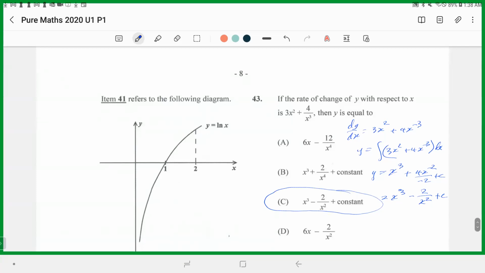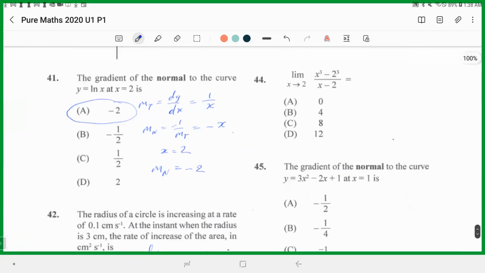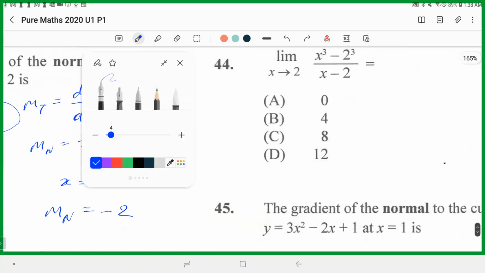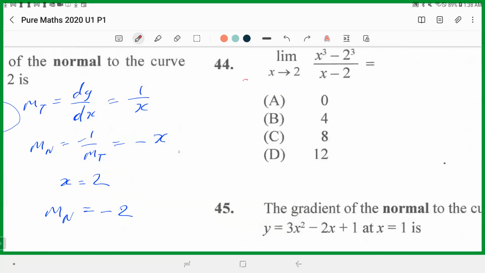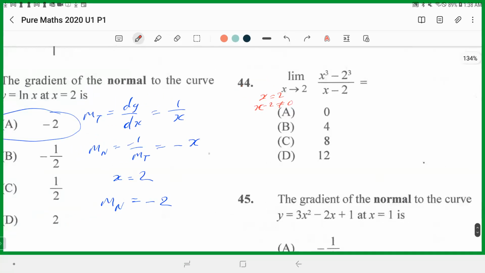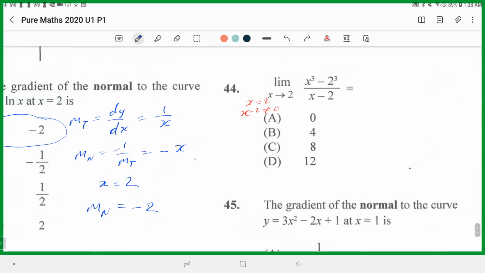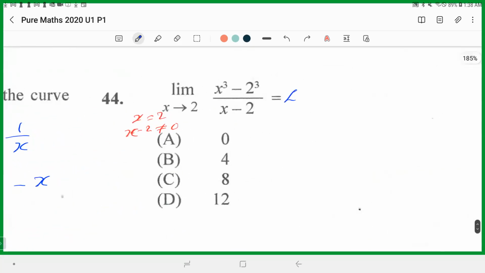Now for the 4. It says the limit as x tends to 2 of this. So we factorize this, because x cannot equal 2, so x minus 2 is not equal to 0. We have to factorize x minus 2 because it cannot equal 0, so we can cancel out. That's the difference of two cubes, right? So it becomes the limit as x tends to 2.